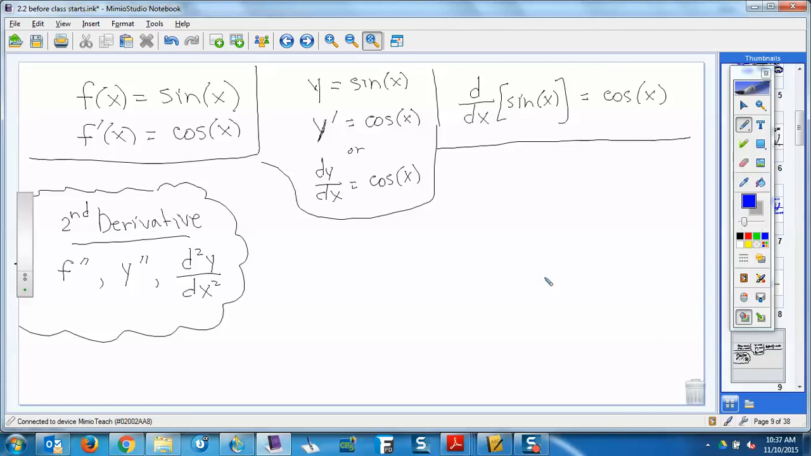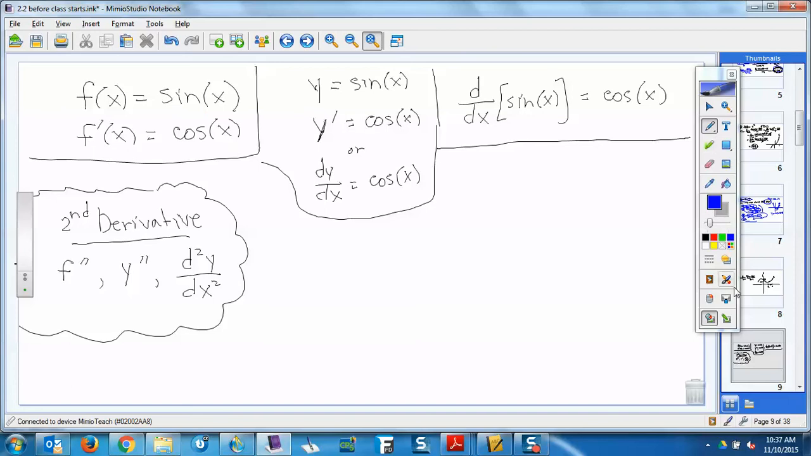Okay, so starting up here in the left-hand corner, this is how we've been writing it. If f of x is equal to sine x, then f prime of x is cosine x, right? And we wrote that like that. And we had to write two different things. Okay, so that's what we've done so far.